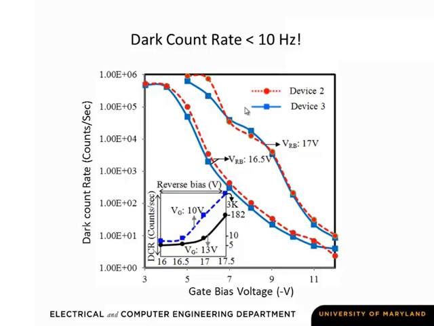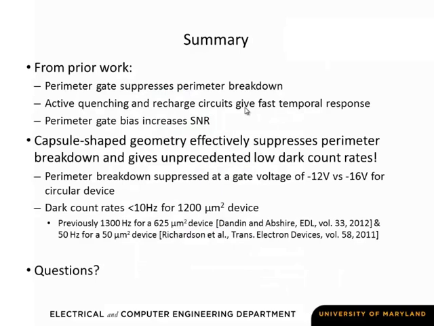Okay, and so this is the trace for 16.5 volts diode reverse bias. This is a trace for 17 volts diode reverse bias for devices 2 and 3, which essentially have very similar results. Okay, so when you have a little bit more diode bias, you get a higher dark count. Okay, that makes sense. When you have a lower reverse bias across the diode, you get a lower dark count. And what we're showing is that up to gate bias voltages of 11 and 12, we're showing less than 10 hertz dark count rate. And this is on a 1200 micron square device.